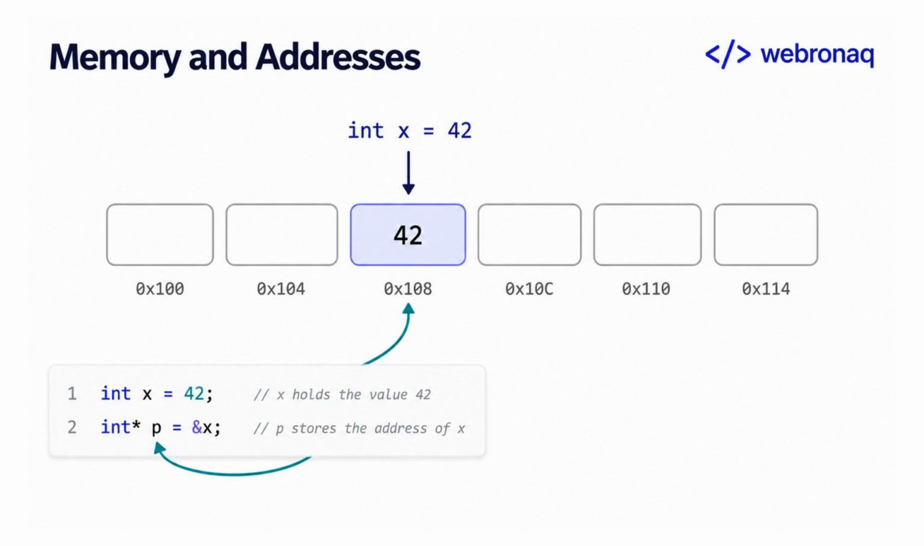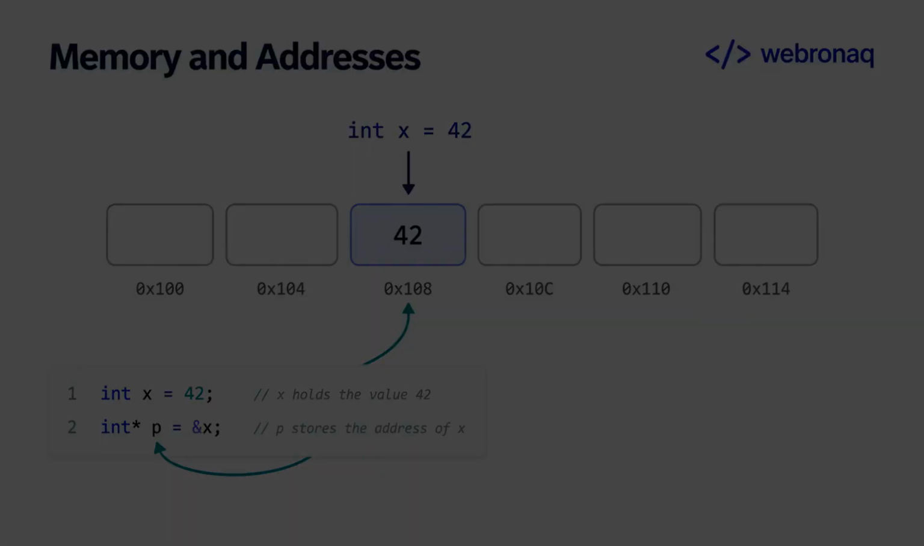Now, int *p = &x. The ampersand is the address-of operator. It grabs the address where x lives and stores that address inside p, so p does not hold 42. It holds the location of 42. That distinction is everything. p is just a variable like any other, except its value happens to be a memory address. In the next slide, we will see how to follow that address and actually read what is stored there.